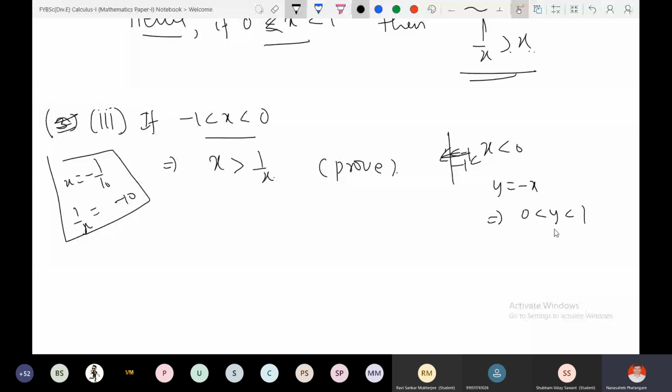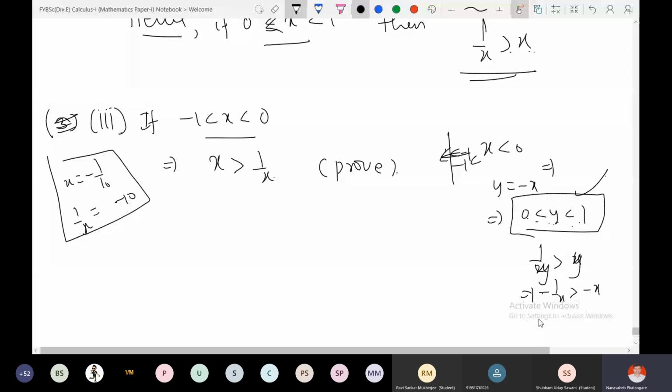In this case, what happens? If y is between 0 and minus 1, what happens? 1 by x is greater than x. 1 by y is greater than y. That means what is y? y is minus x. So minus 1 by x is greater than minus x, and multiply both sides by minus 1. So 1 by x is less than x. That is what, use the previous case. Do you understand what I am saying here?